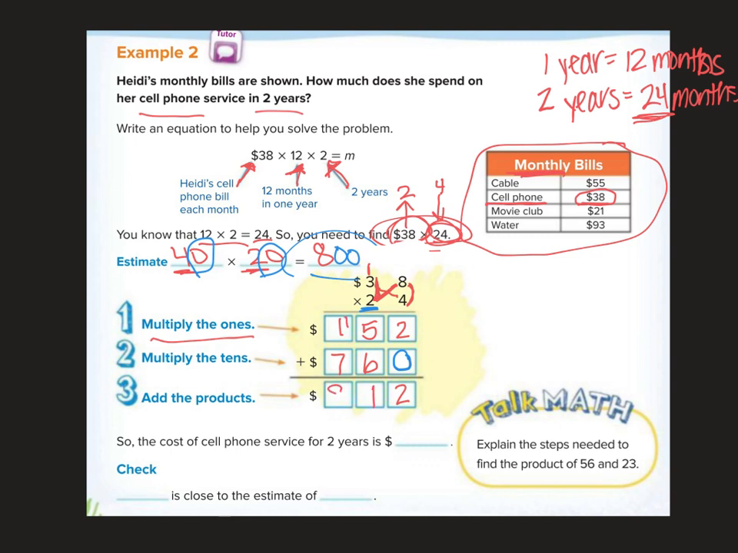7, 8, 9. 912 is our actual. And we knew it should be higher than 800. So the cost of her cell phone service for 2 years is almost $1,000. Man, if she didn't have a cell phone, she'd be able to save $1,000 or spend $1,000 elsewhere. So 912 is close to the estimate of 800. We're pretty darn close there. So, there we go. Let's go to the next problem.